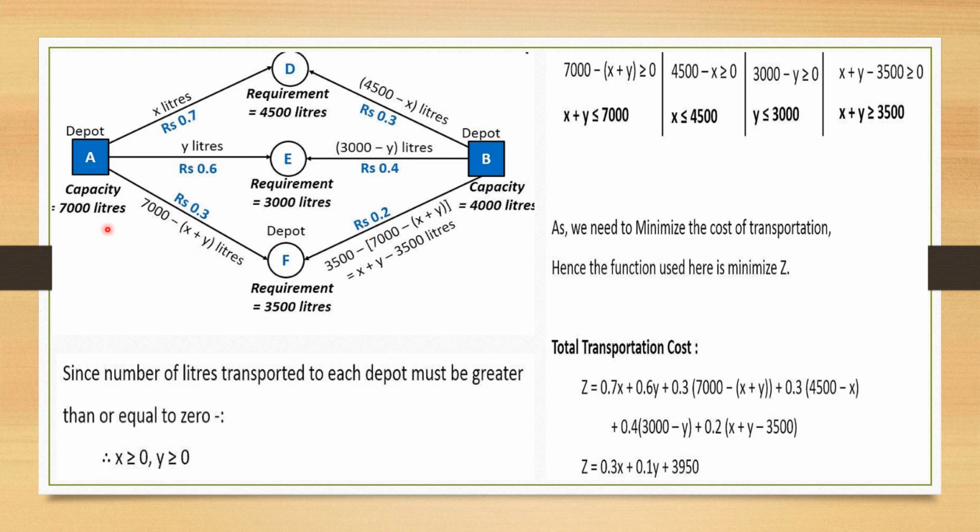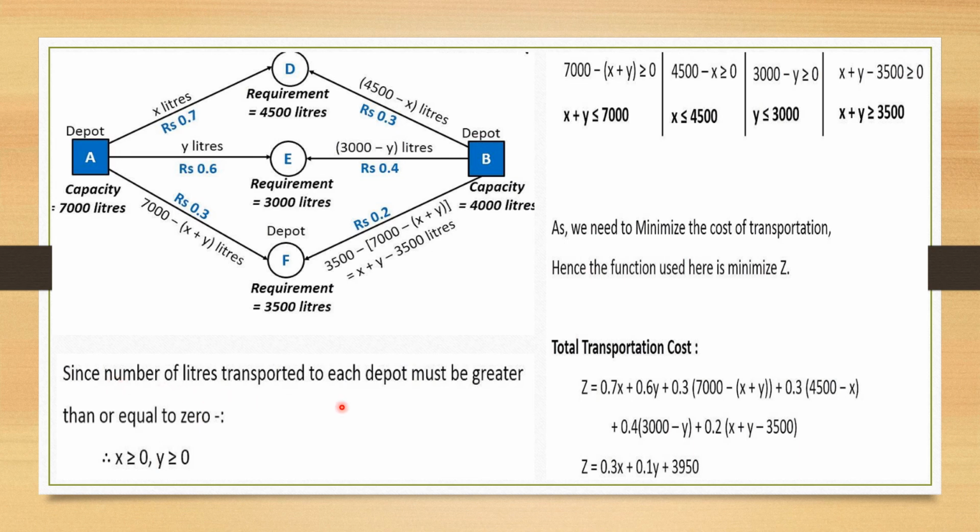So what is A going to supply to F? It is its capacity minus X plus Y, that is 7,000 minus X plus Y. Clear? And this is the cost 0.3 from A to F. From B to D, its requirement minus what it has already taken, so 4,500 minus X. This is the cost. From B to E, requirement minus what it has taken, 3,000 minus Y. And from B to F, its requirement minus what it has already taken, so this will sort out as X plus Y minus 3,500.